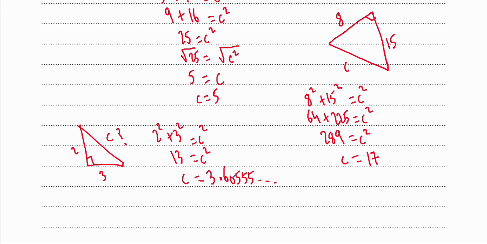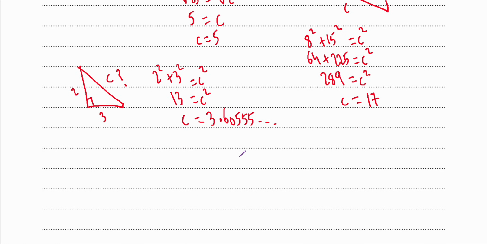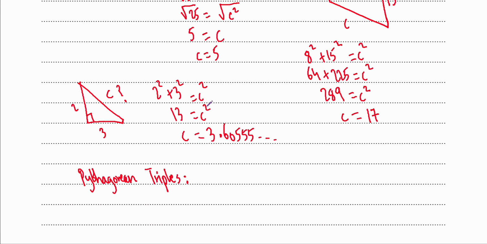So in this case we got a decimal place, but in this case 17 and in this case 5, we didn't get a decimal place. So we have something called Pythagorean triples. And you don't have to even know this. This is just for your information if you want. So this is when three integers, or numbers without decimal places, work in this theorem perfectly.